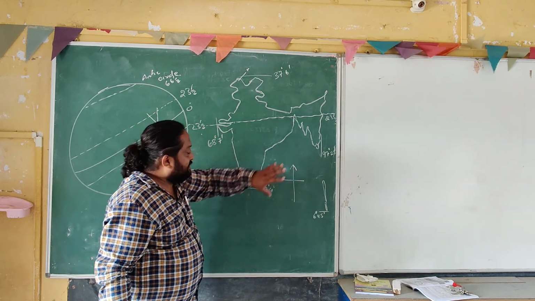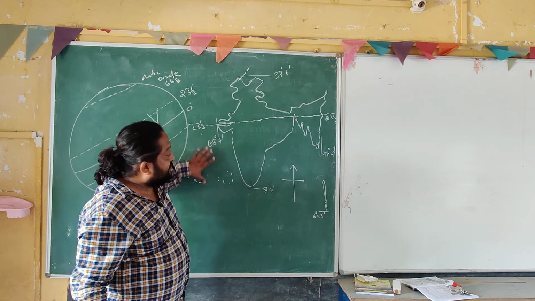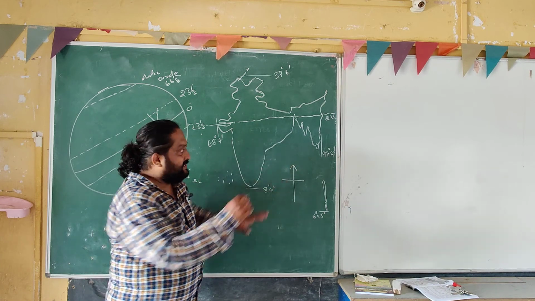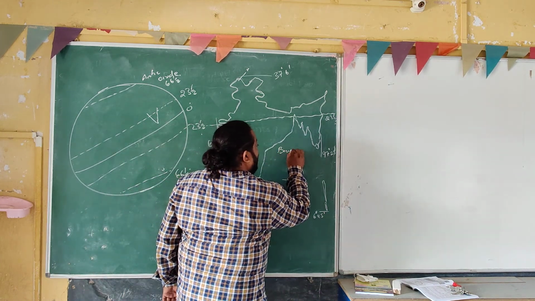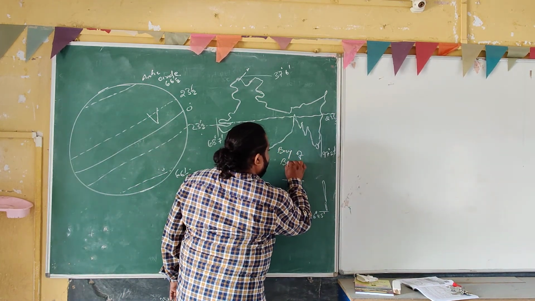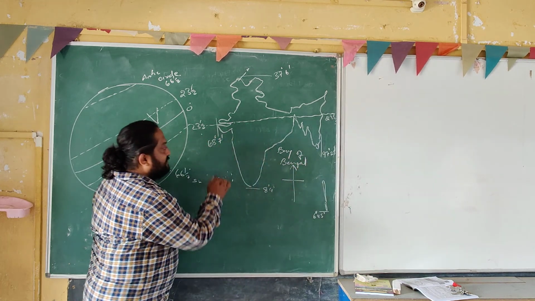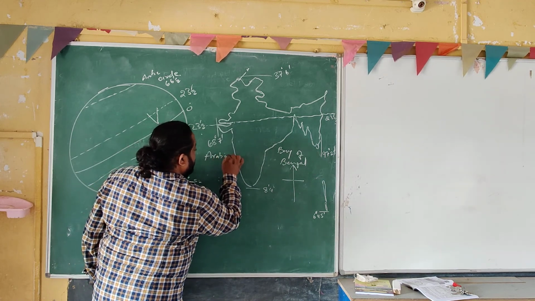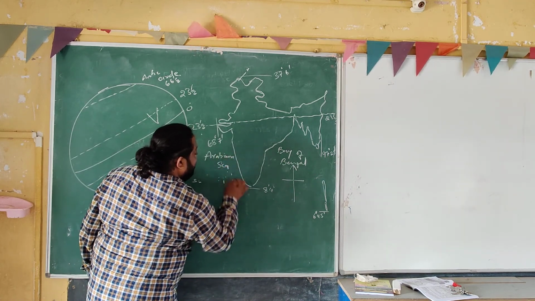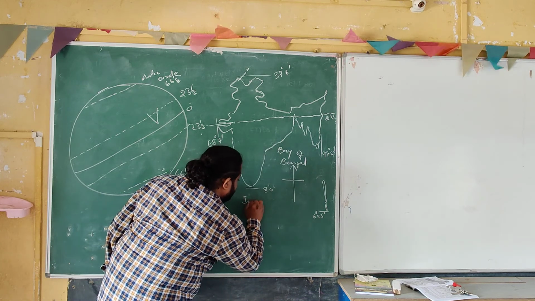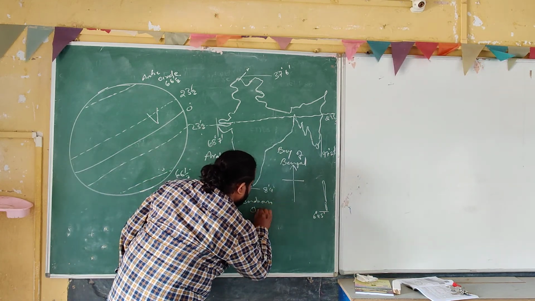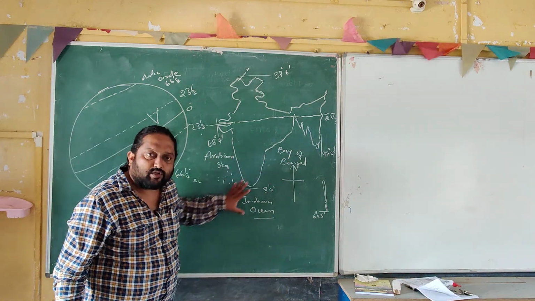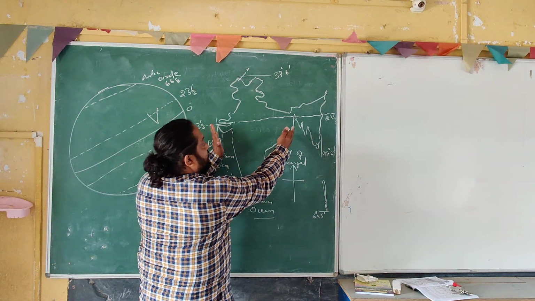The eastern part, the southern part and the western part is covered with huge water bodies. That means to say, the eastern part will be having the Bay of Bengal, and when we come to the western part, it is the Arabian Sea, and when it is south, it is the Indian Ocean. So the three huge water bodies are going to cover India.